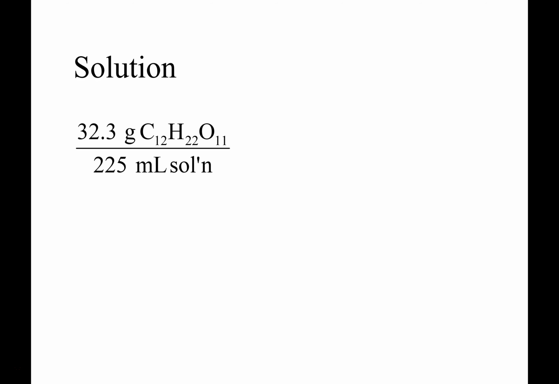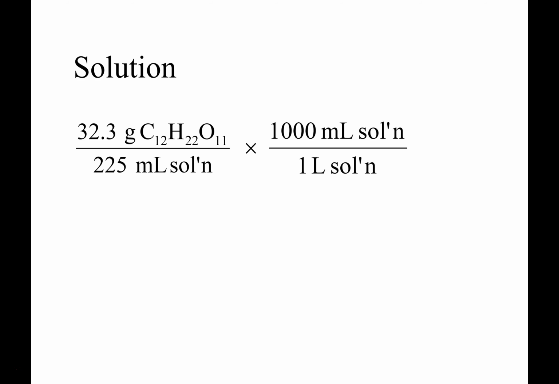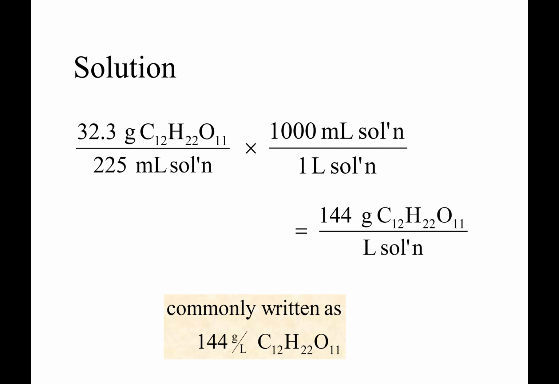So I can introduce a term. The second term would be 1,000 milliliters over 1 liter. And that should do it for me. And then I round it to 3 sig figs. And that should be good. So I probably would write it this way down here: 124 g/L, grams per liter of sucrose.